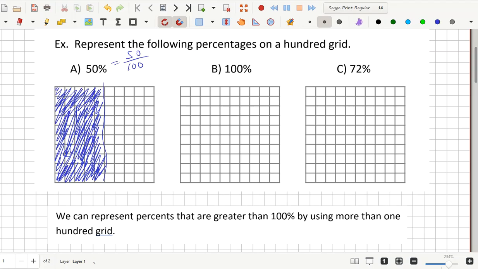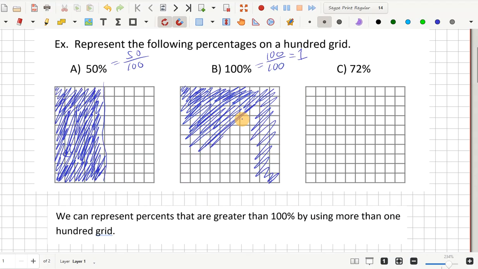Okay. 100% would be, of course, all of them. So I would fill in the entire grid. Every square in the grid would be colored in to show that that would be 100 out of 100, which is also the same as 1, because if we divide by the same number, we just get 1. 5 out of 5 is 1. 100 out of 100 is 1. So I'm filling in 100 out of 100 squares. All of them.